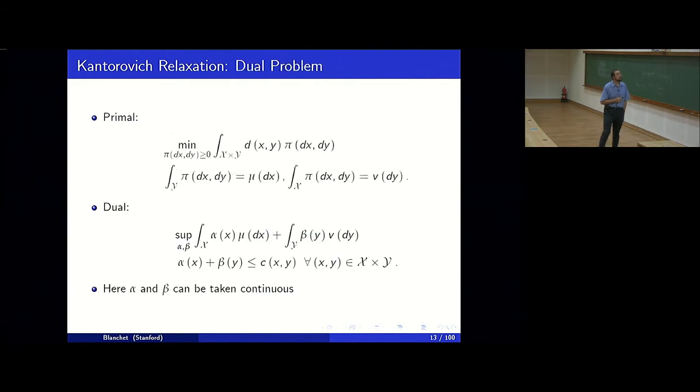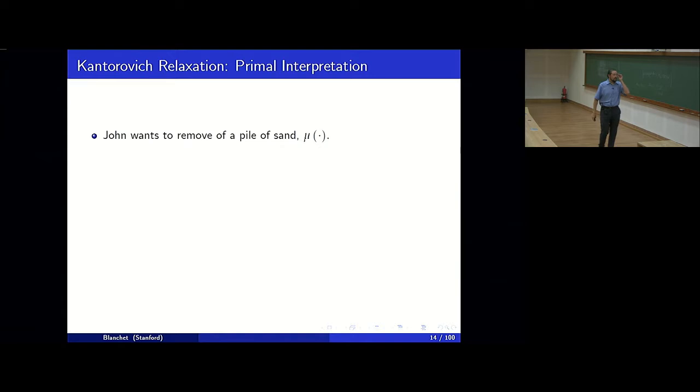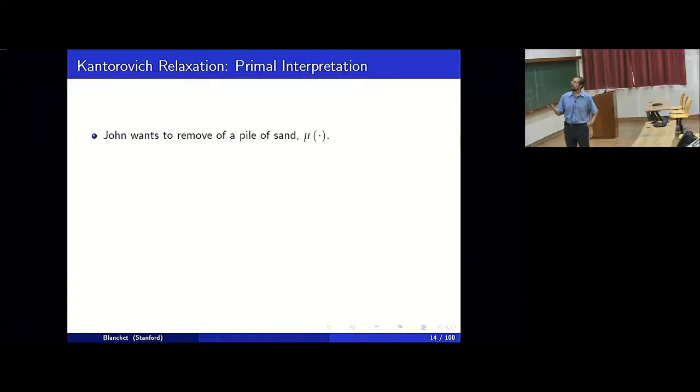Okay, so let me go back to this dual problem and let's try to interpret what the dual problem is doing. I'm going to think of the following sort of market. This is a small, mini, tiny market, right? There is John who wants to remove a pile of sand from his backyard, and that is profiled according to this density mu. It's the same picture I showed before. You have somebody who has a pile of sand sitting in his backyard.